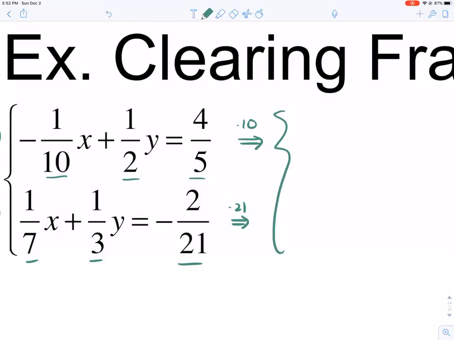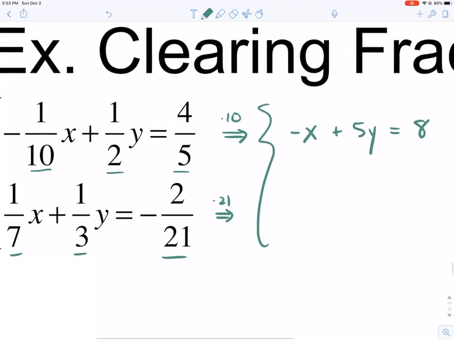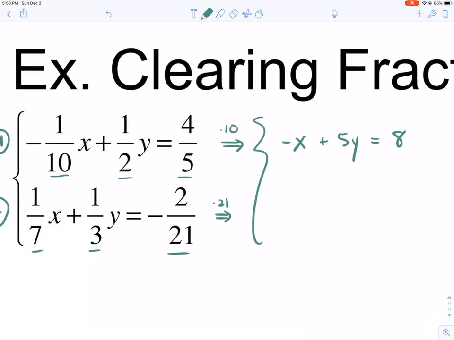Whenever I multiply each equation, the first equation I'm multiplying by 10 on each side, and you might need to do side work for this. I'm multiplying each term by 10. So that gives me negative x plus 5y equals 8. And then the second equation, I'm multiplying each term by 21. So I'll have 3x plus 7y equals negative 2.